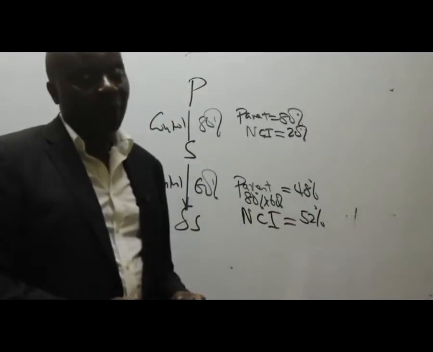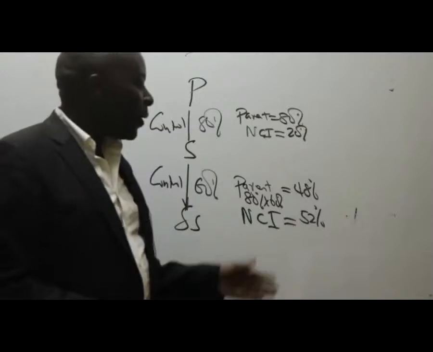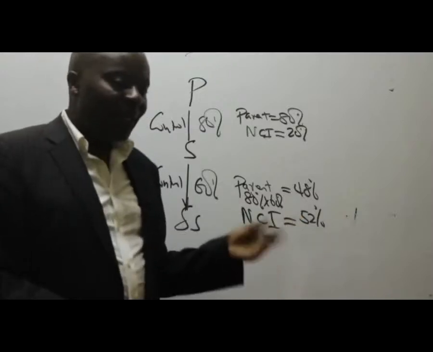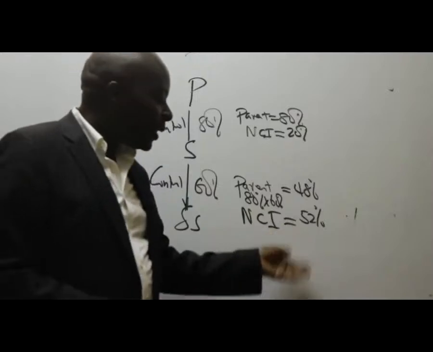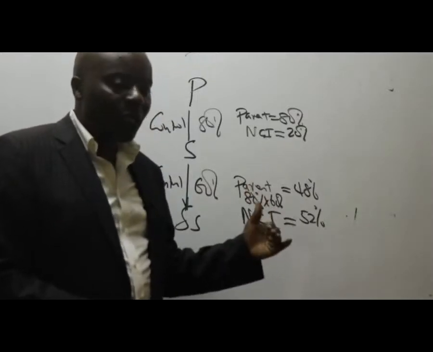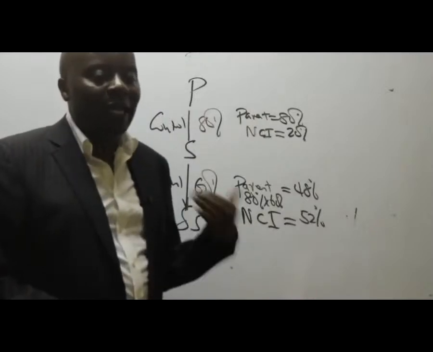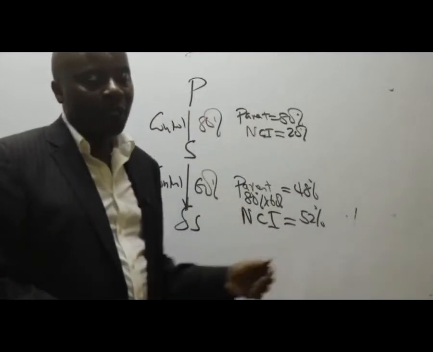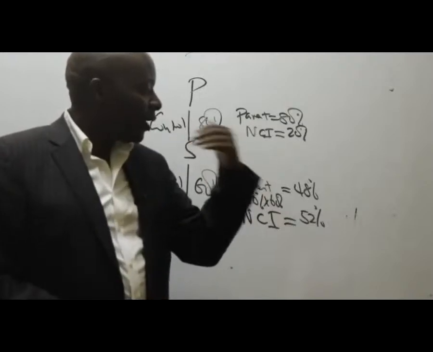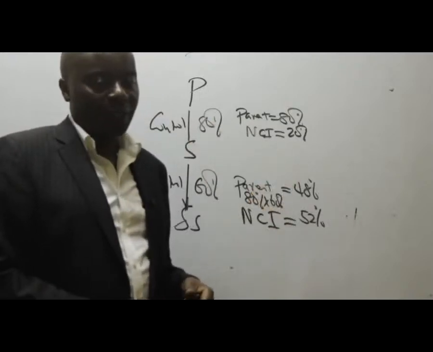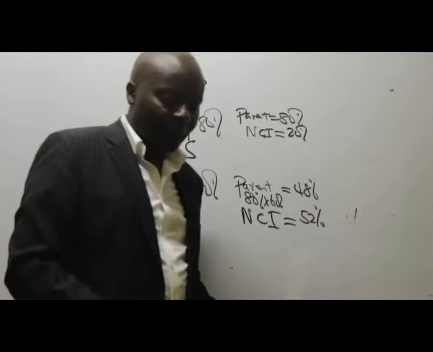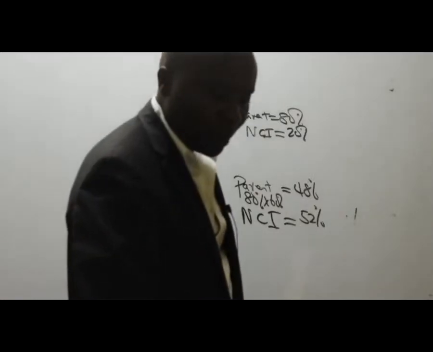And then now you'll get somebody making an argument: how can NCI have a bigger share? It's possible. This 52% in this case will be spread out to so many shareholders, such that each shareholder will be having an insignificant amount, giving the parent in this case superpower status.